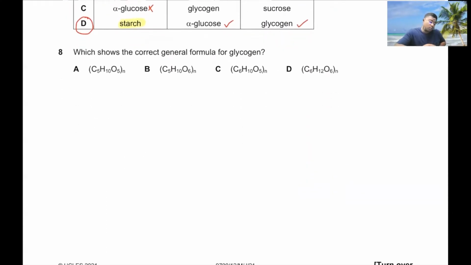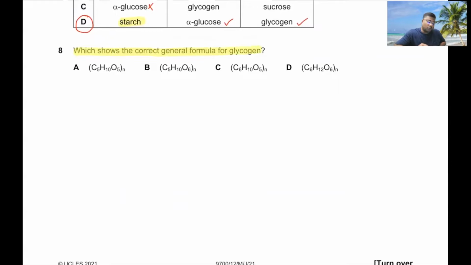8. Which row shows the correct general formula for glycogen? Glycogen is formed from glucose, which has reacted by condensation reaction. So glucose has a general formula of C6H12O6. But while forming glycogen, it will give off one water molecule each. So it will become C6H10O5. Option C is the correct answer.